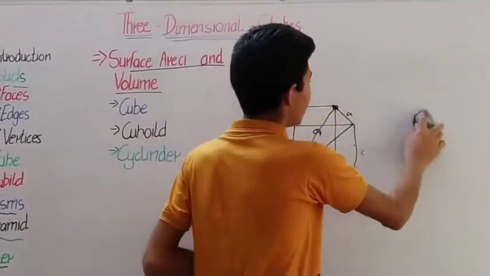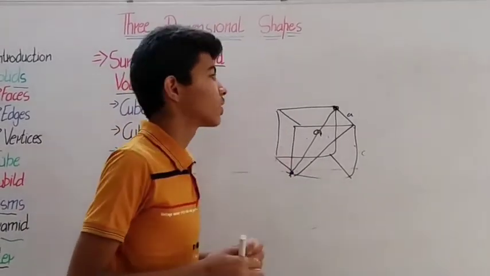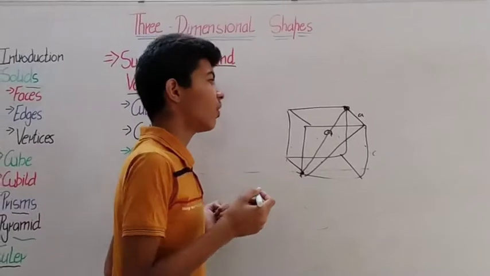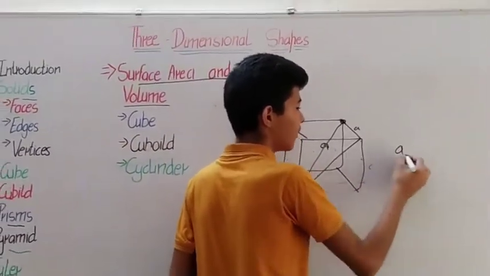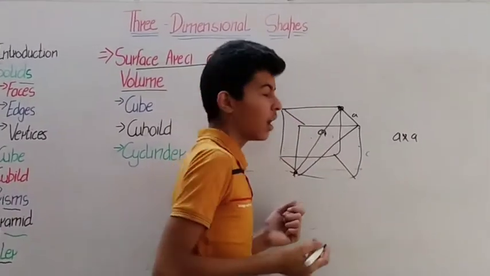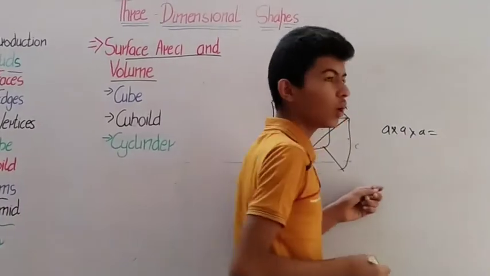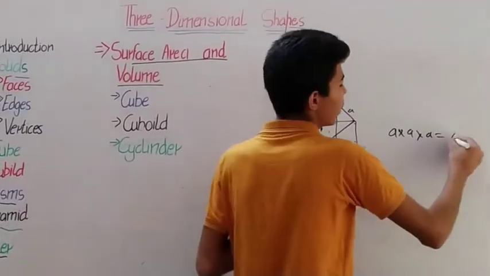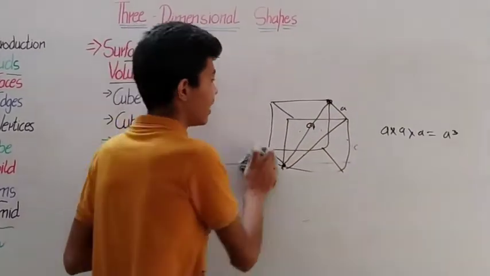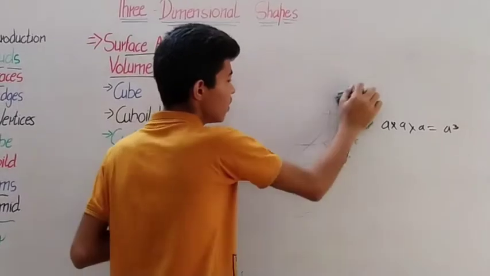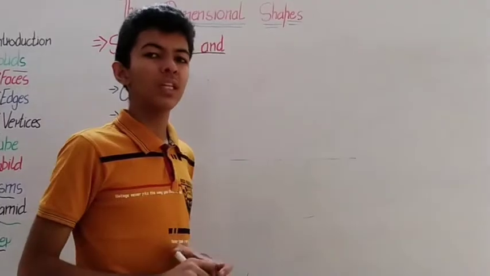So this is for the surface area. Now what if volume is asked? We know the number of unit cubes that can fit is A into A, that is the area of the base layer, then we multiply with A to get the total volume, which would be A cube. So A cube is the total volume of a cube with side A.